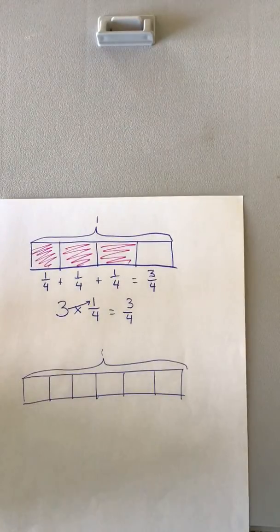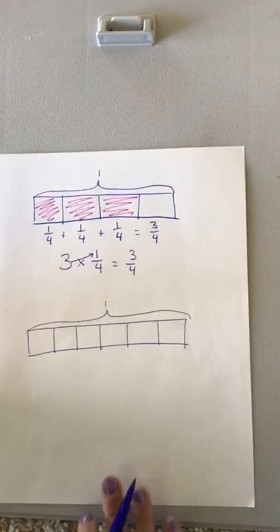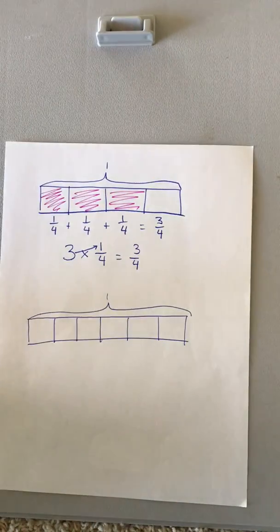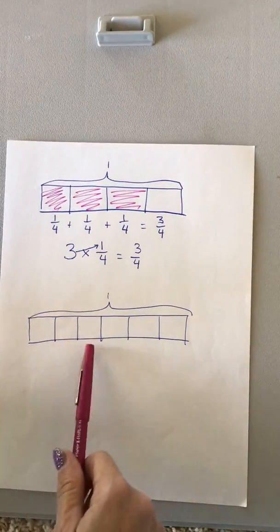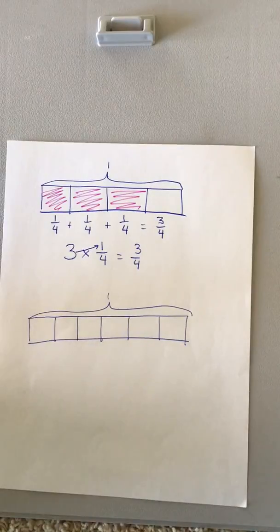So now let's look down here. Okay, first off, we got a 1 whole. Count up how many parts. Okay, I hope you're saying 6 to yourselves. Okay, we have 6. So each unit is 1/6.